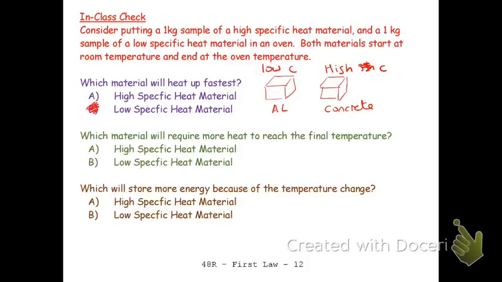Which material requires more heat to reach its final temperature? If you need a lot of heat to get a temperature change, you're going to need a lot of heat to reach your final temperature. So the concrete will take a lot more heat to get to that temperature. That means the high specific heat material takes a lot of heat to change temperature. That means a lot of energy. And which will store more energy because of its temperature change? Well, if it took a lot of energy to change its temperature, that energy is inside the object.